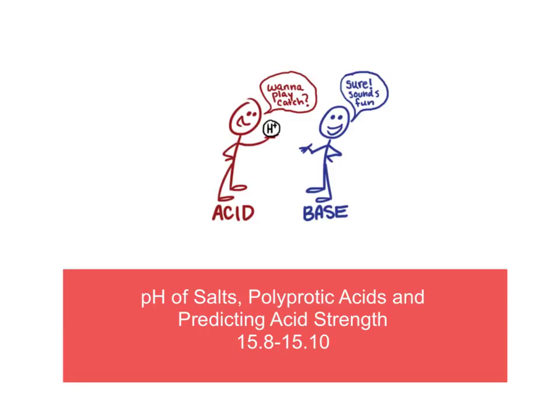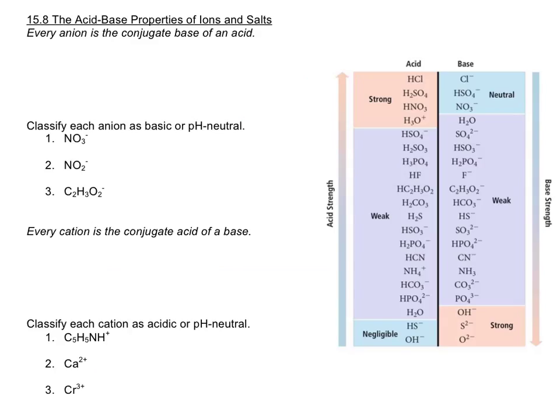Today we're going to cover pH of salts, polyprotic acids, and predicting acid strength. And this will wrap up our notes for chapter 15, which is the first half of this unit on acids and bases. So the first thing we're going to talk about is the acid-base properties of ions and salts.